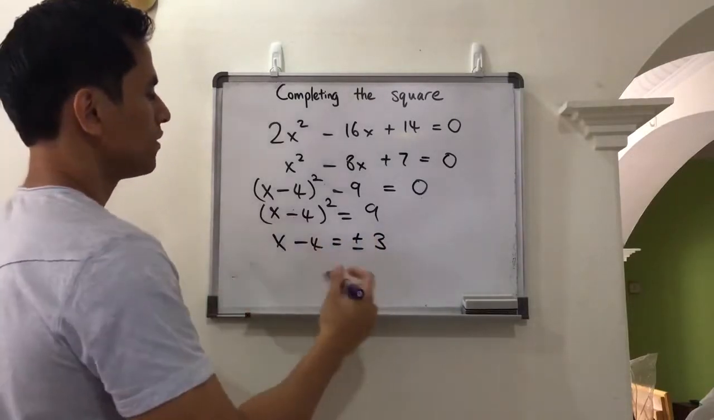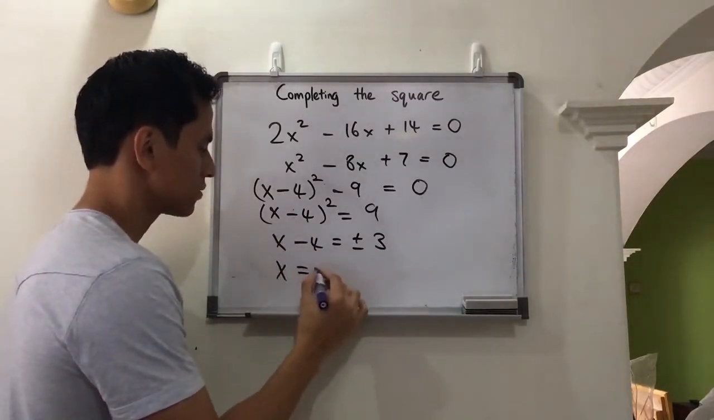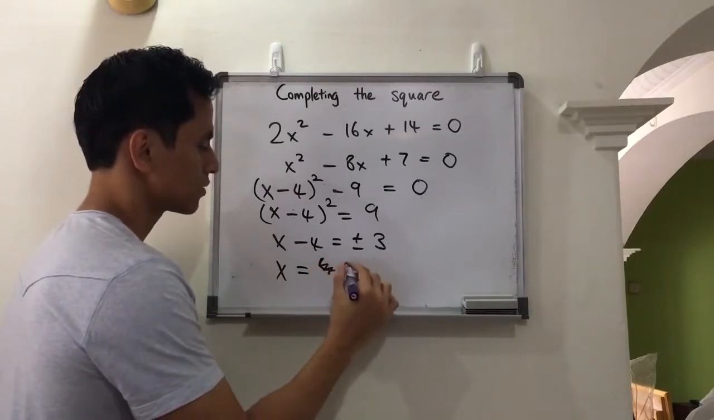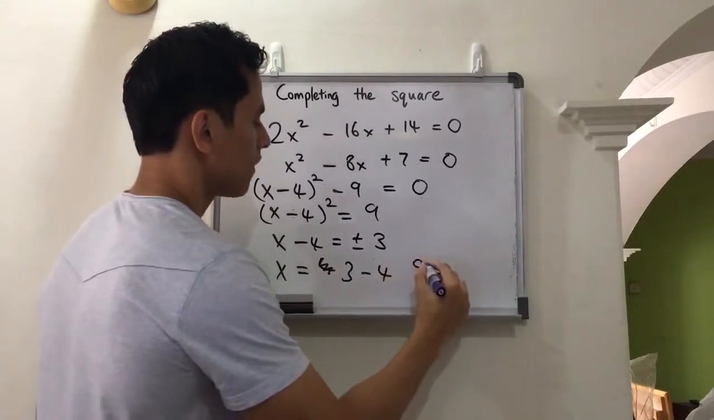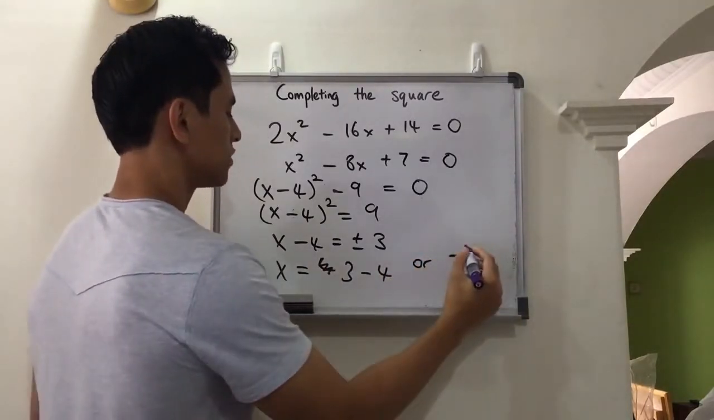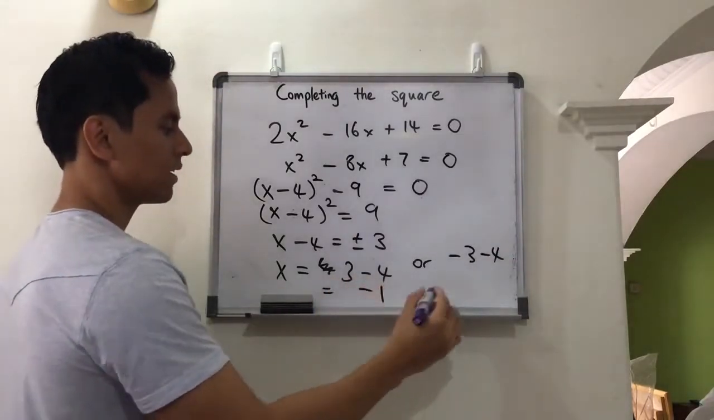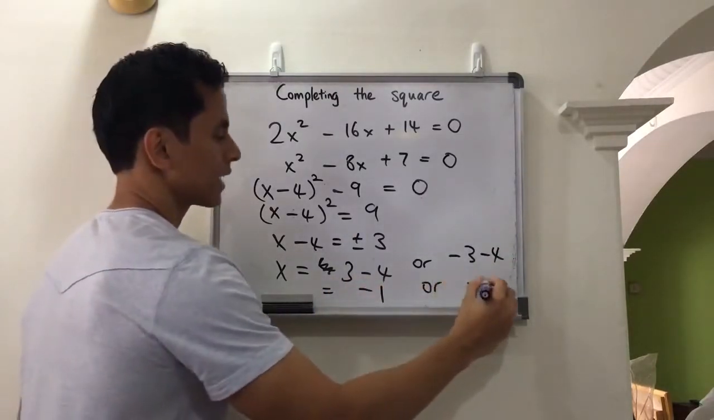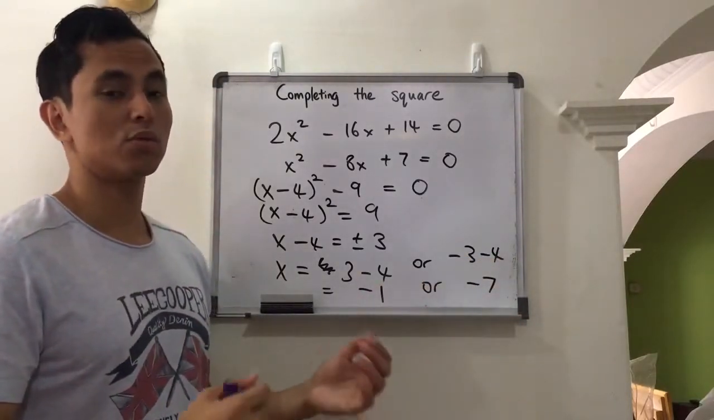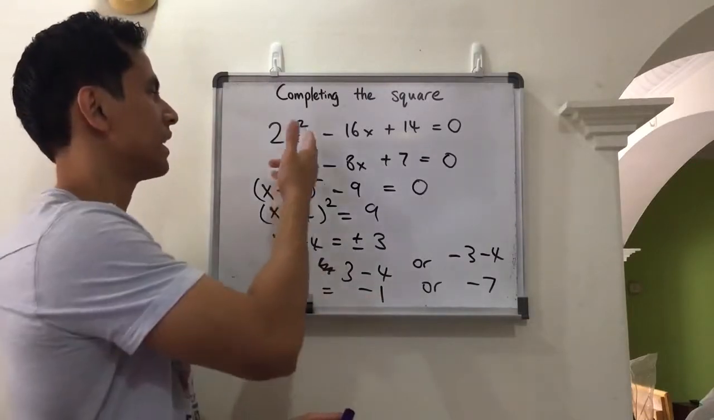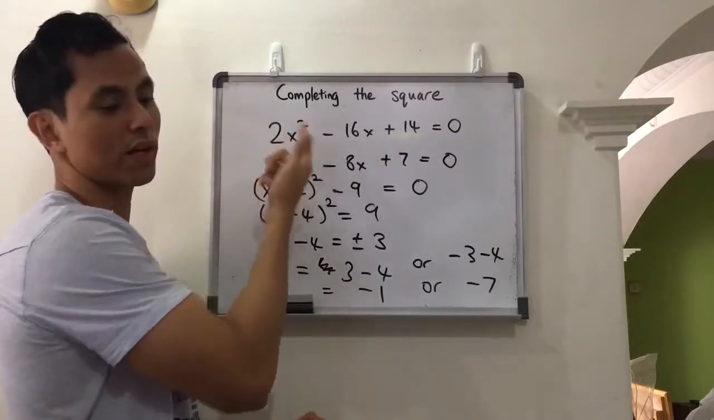So now what's going to happen? We're going to go ahead and solve, and we're going to get x equals 3 minus 4, or minus 3 minus 4. So this gives us x equals -1 or -7. And with that, we have also solved, using the completing the square method, a question that has a negative middle term, and even with a 2x squared start.